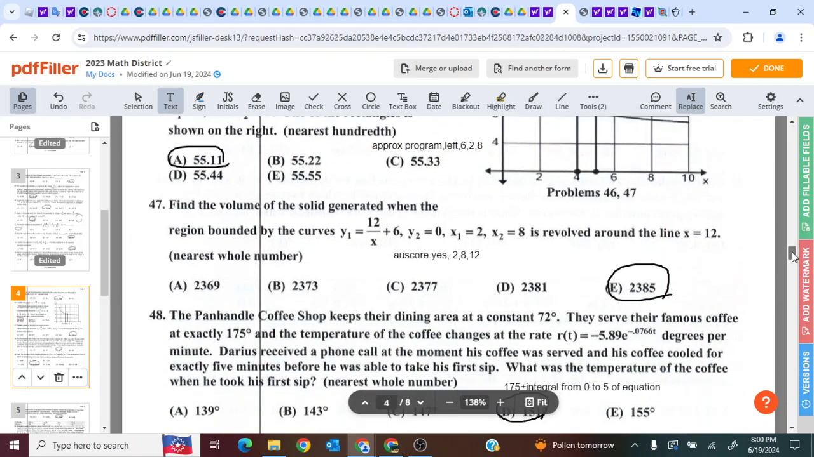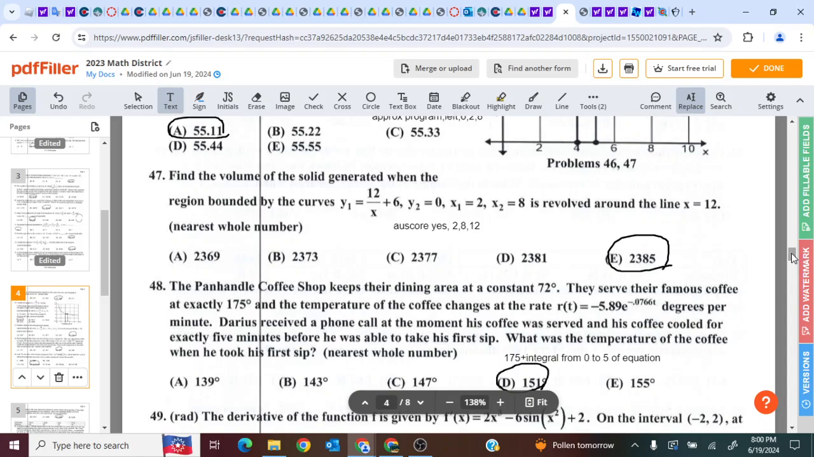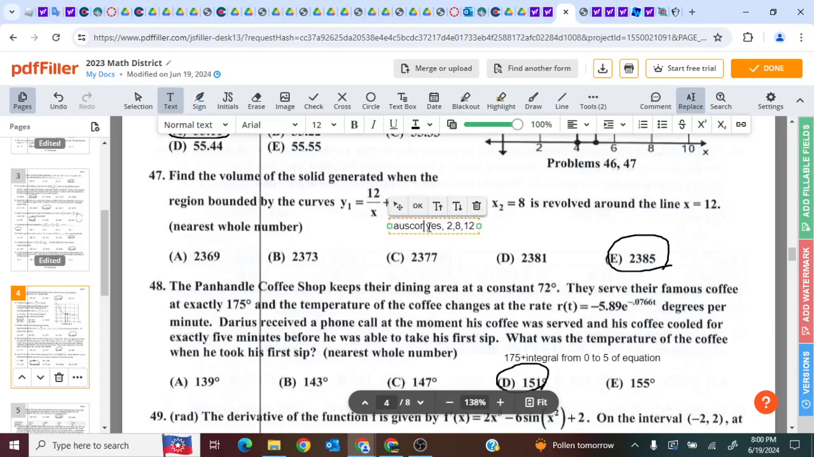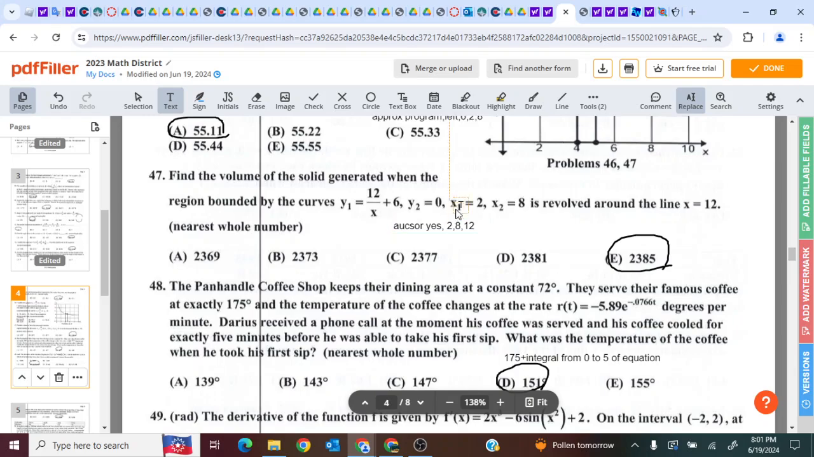Okay, 47. Find the volume when it is revolved around the line x is equal to 12. Well, in this case, you can use Oxor, because you do have bounds you're looking for: 2, and then 8, and then your line x equals 12. And then you look for the x volume. If your calculator gave you an error, you likely forgot to put y2 into the y2 area. So yeah, your two equations are 12 over x plus 6, and y is equal to 0.